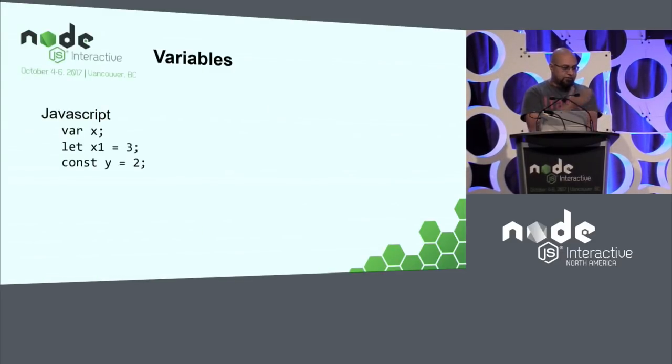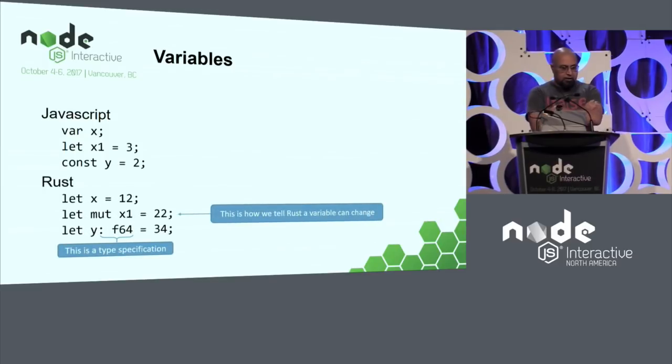So variables in JavaScript, here are 3 ways to declare a variable in JavaScript, a couple of ES6 ways, and then the normal way. Here's how we do it in Rust. So let is the only keyword to declare a variable. The first one is immutable. We can never change that x.